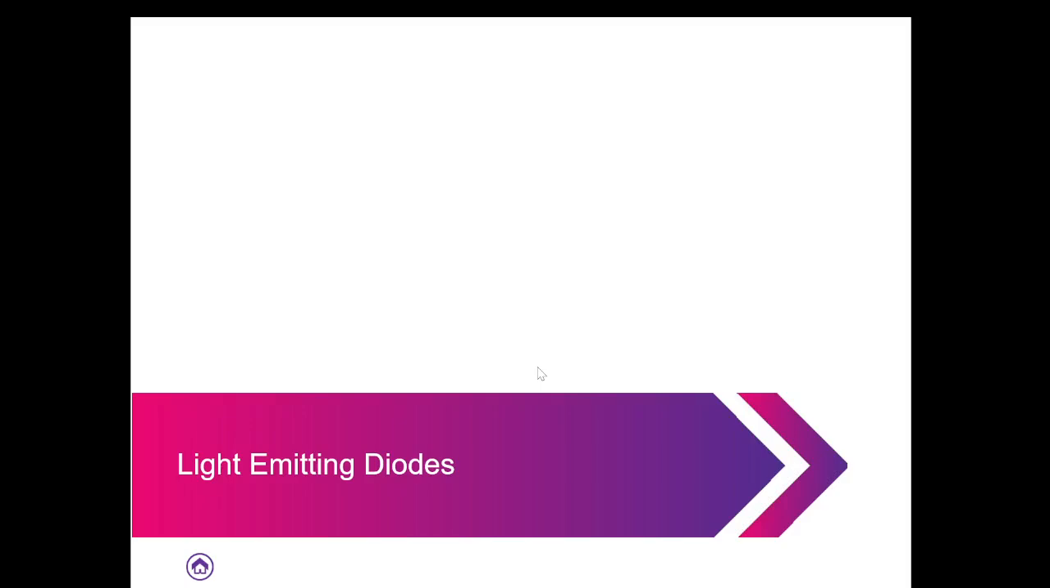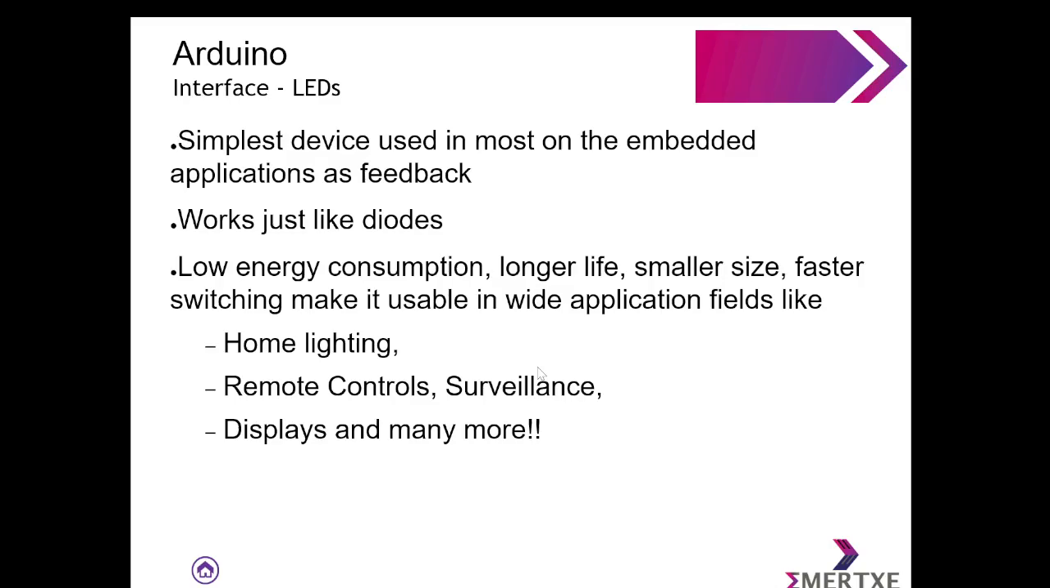Next, light emitting diodes. Arduino interface LEDs. The simplest device used in most embedded applications as feedback. Works just like diodes. Low energy consumption, longer life, smaller size, faster switching make it usable in wide application fields like home lighting, remote controls, surveillance, and displays, and many more.